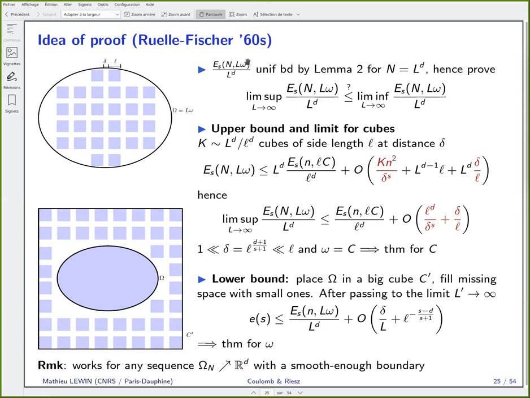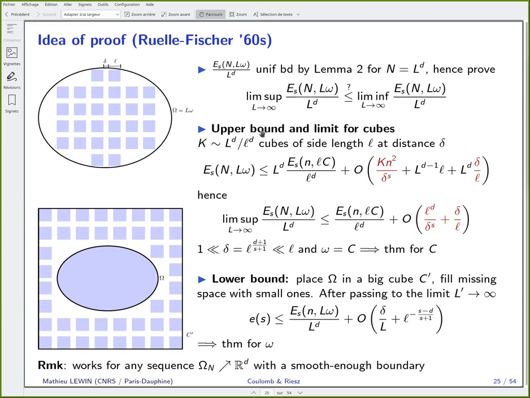Okay, so let me remind you, because of the lemma I told you, that the energy per unit volume is uniformly bounded. It's bounded away from zero and bounded from above as well. We can always work at density one, so we can assume that n is L to the d. And so the only thing you have to do is to prove that the lim sup is less than the lim inf, and then that will prove that the limit exists. Of course, you also have to show that it's independent of omega.